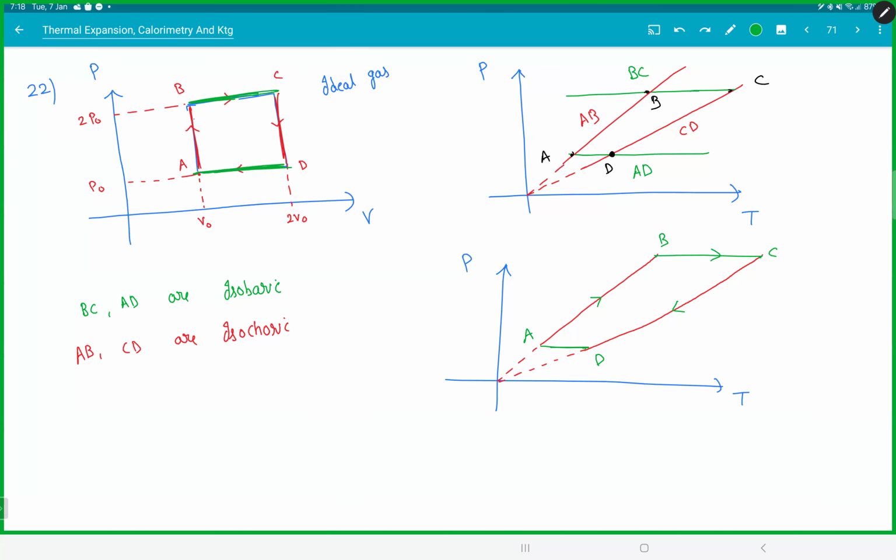Anyone confused with this, please ask me. So here you can clearly see CD's volume is 2V naught and this volume is V naught. So this will have less slope in the PT graph. So that is how you decide. I know they'll pass through the origin, but I don't know which line is what.